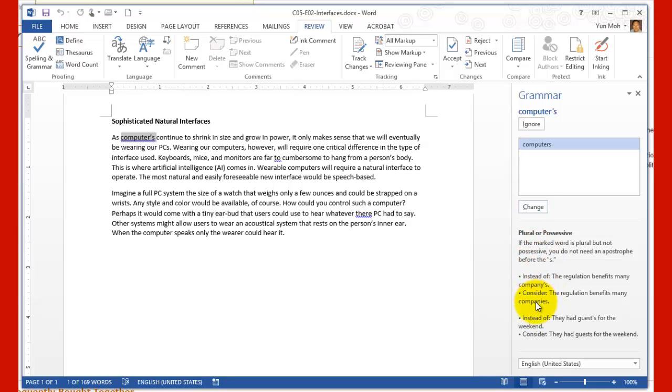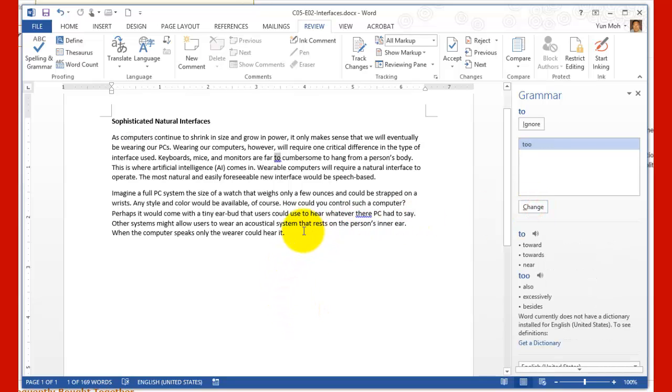Obviously you can just read about it here. For example, here's an example: instead of "the regulation benefits many companies'" with an apostrophe, that is possessive, which is incorrect, it should most likely be "the regulation benefits many companies" with the plural. So that's an example. Feel free to read this, and it should make good sense to you. I'm going to click on change, and then go to the next one.